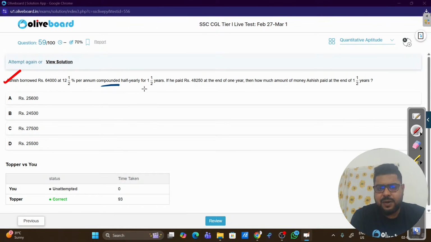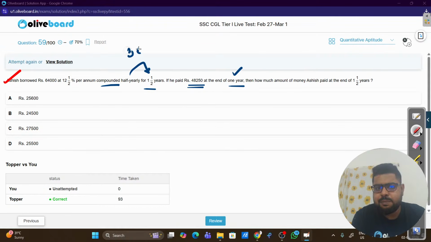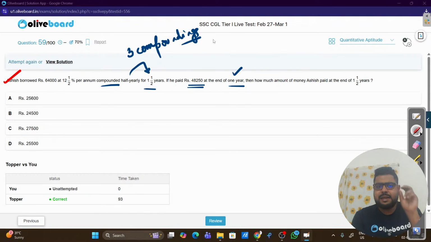Sir, how to do this? Half yearly, 1.5 years. Paid this much back at the end of 1 year. That means there is a break after 2 compoundings. Half yearly, 1.5 years, meaning there are 3 compoundings going on. But after 2 compoundings, there is a simple break. That is the most important thing. So what I'll do, I'll calculate first year's interest, then the last compounding I'll calculate later on.